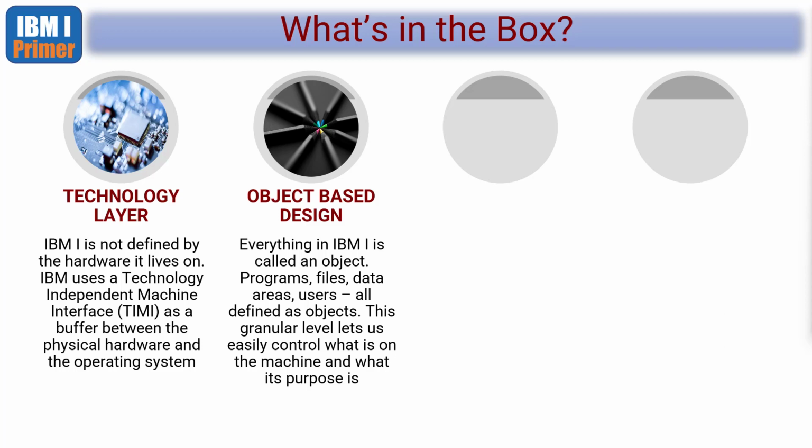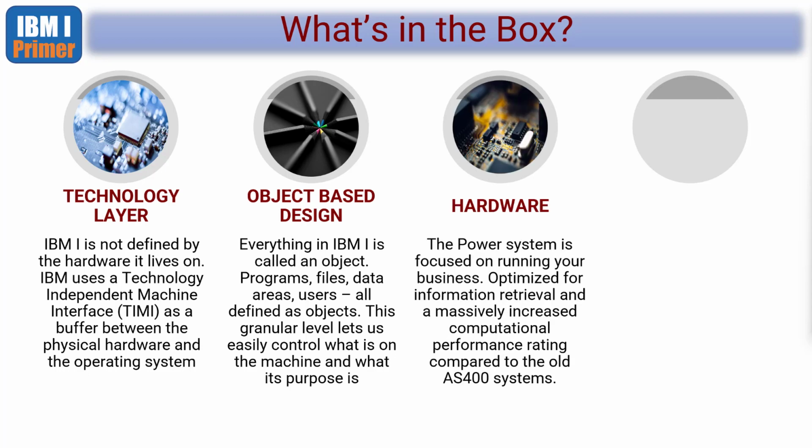So this granular level of object-based design lets us really easily see what the machine's up to, what it's storing, and what it's doing. The hardware itself just sits there, and because of this multiple layer design, it's just focused on getting on with what the machine is doing. It's optimized for information retrieval and storage, and obviously the new Power systems have really good computational performance ratings compared to the old AS/400 systems.